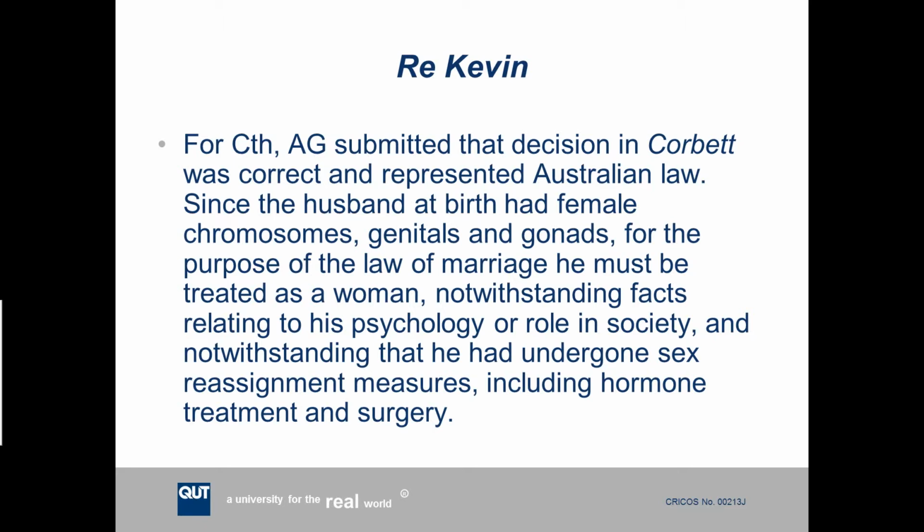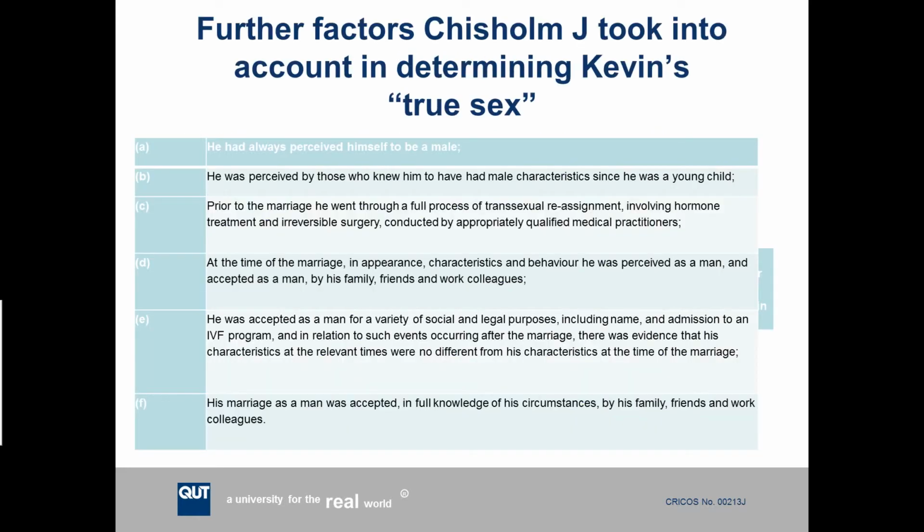Now in that court, the Commonwealth Attorney General submitted that that previous case we discussed, Corbett, was correct and represented the law in Australia, that the same approach that Justice Ormrod took should be taken, and that Kevin's gender at marriage was his gender at birth, which was female, particularly because of his chromosomes, genitals and gonads at birth. His gonads being his ovaries. So that was the submission on behalf of the Attorney General.